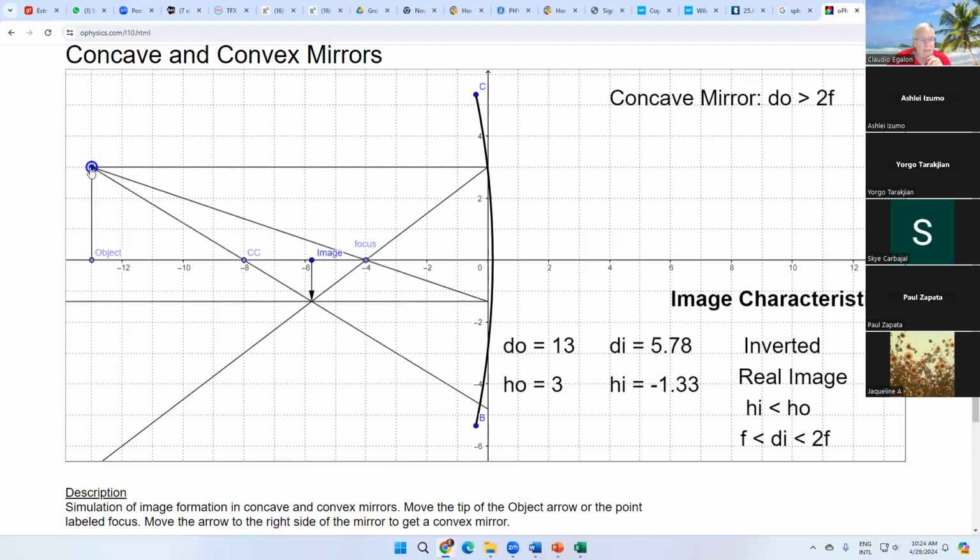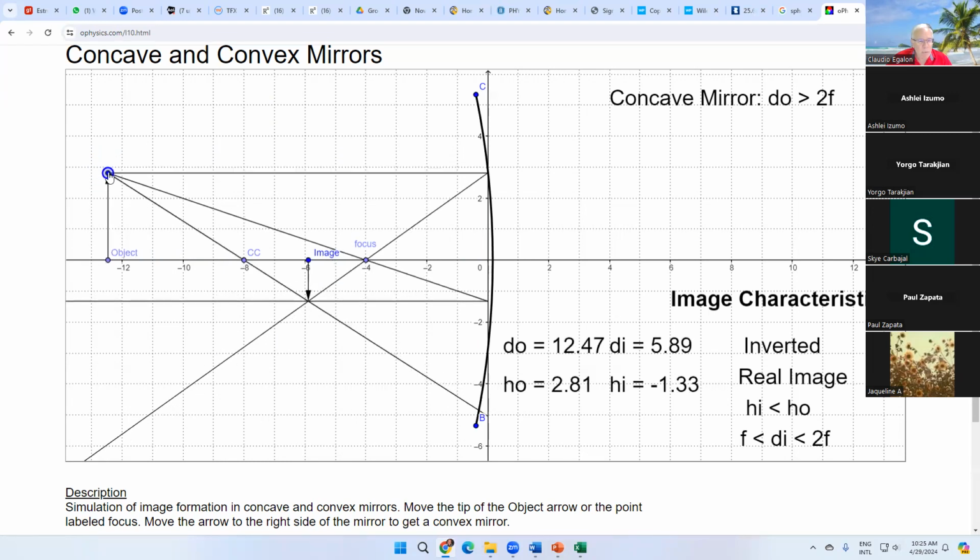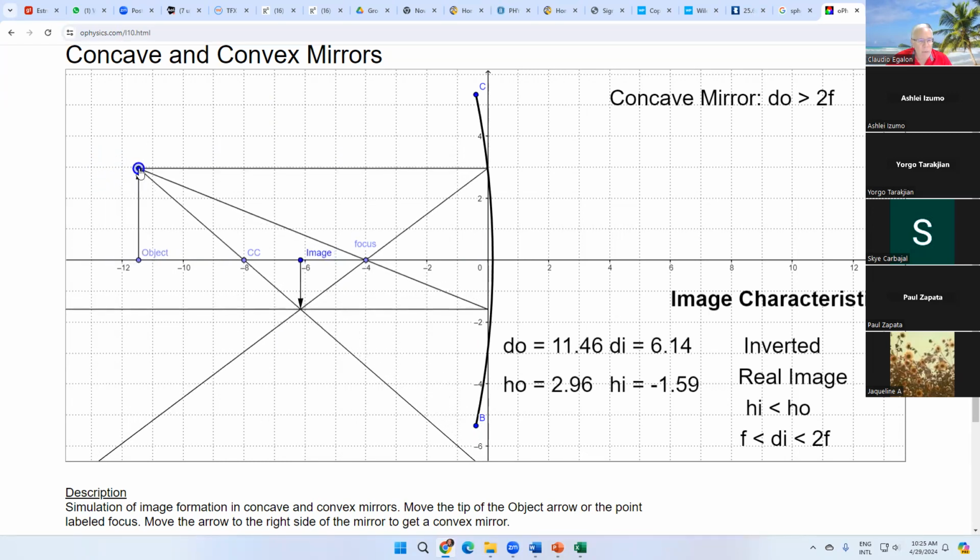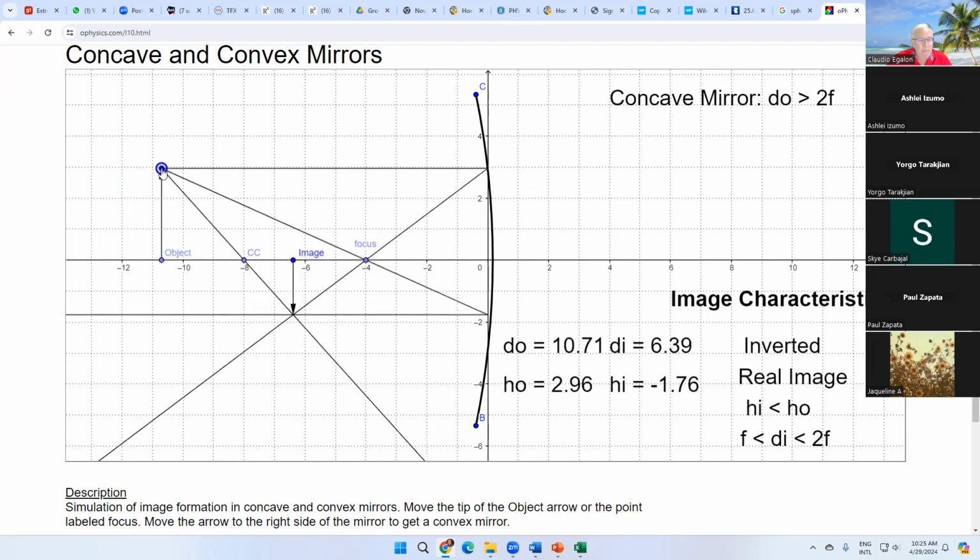If the object is further away from the center of curvature, the position of the image is going to be between the center of curvature and the focal point, okay? And on top of that, the image is also going to be real and inverted. Make sense?